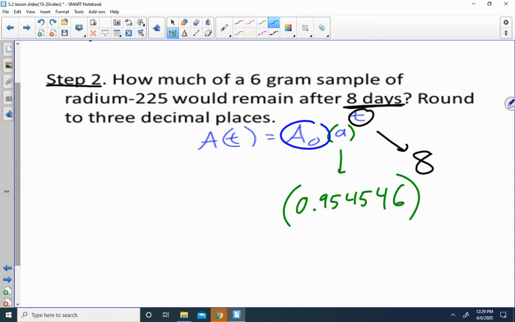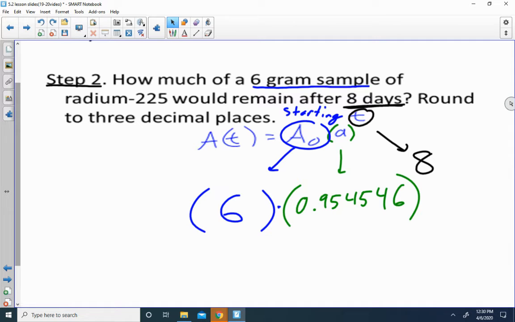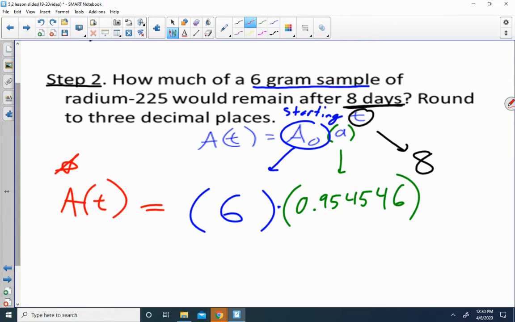And then the a sub 0 is going to be multiplied in the front. And remember, a sub 0 is the starting amount of the element that we have. And if you read the instructions, it says how much of a 6-gram sample. So in other words, we're going to be starting with 6 grams. After 8 days, the 6 grams of radium is going to decay, and there's only going to be a certain amount left over. And we will find how much once we do all this calculation, just like that.